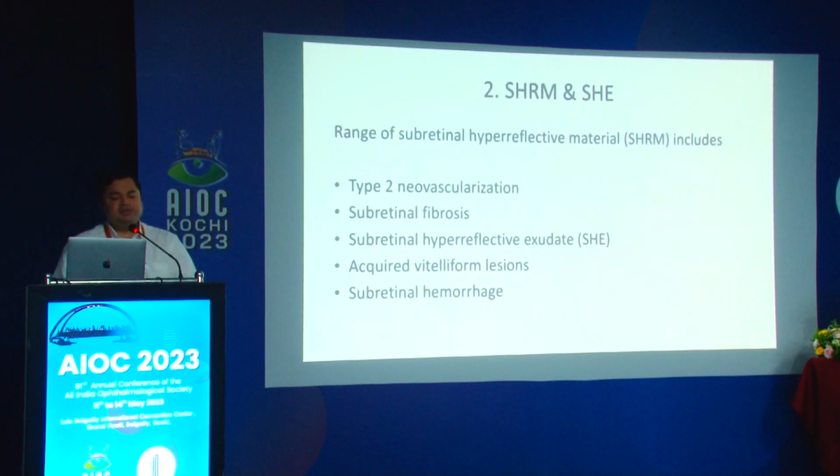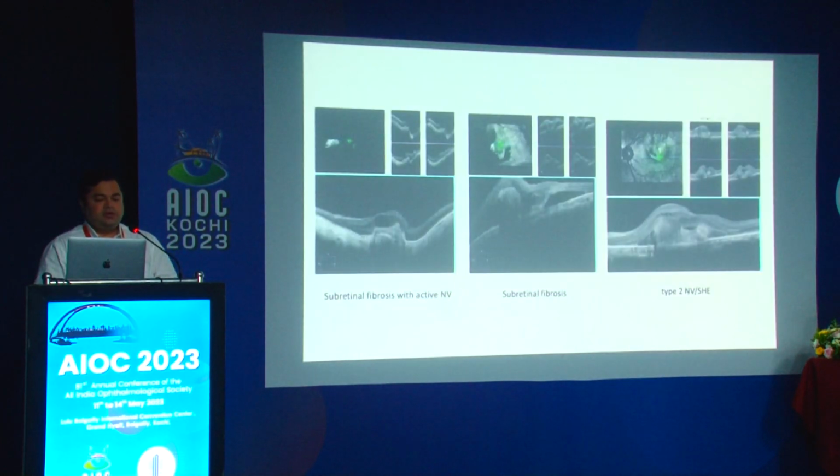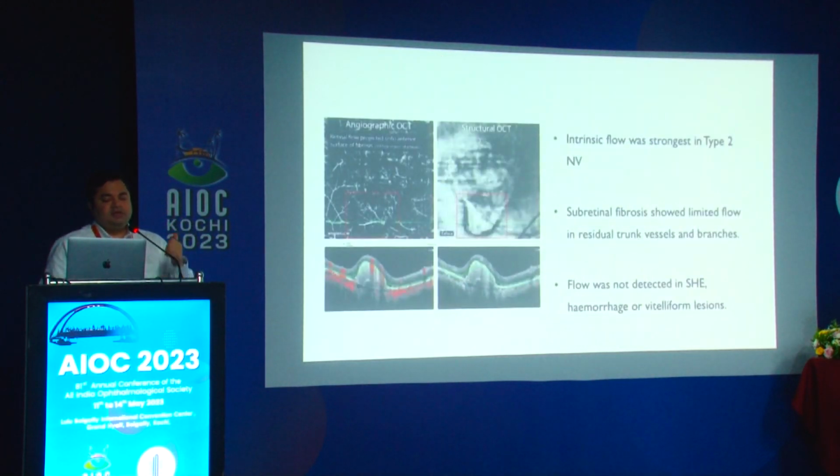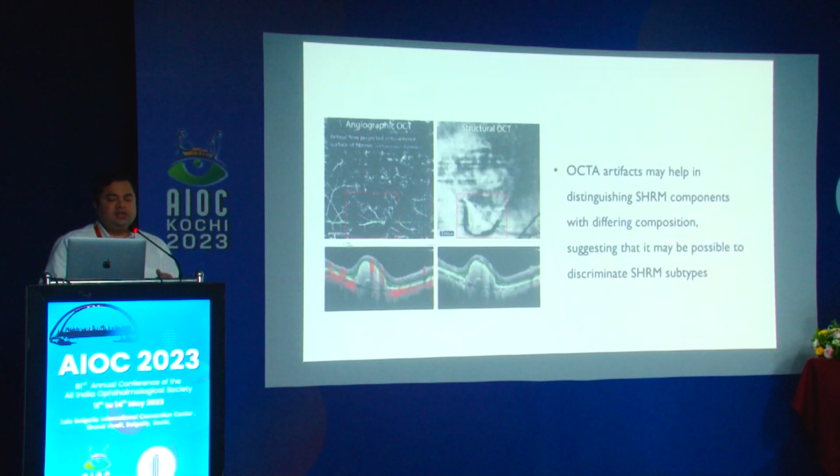Going to the next subset, SHRM and SHE. SHRM includes type 2 neovascularization, as we saw in the previous presentations as well. Most of the presentations had the SHRM component. It can be subretinal fibrosis, subretinal hyperreflective exudate, acquired vitelliform lesions, or just a subretinal hemorrhage. They can all be classified as SHRM. Here are examples of the same. OCT angio helps us identify which subset it is based on intrinsic vascularity and reflection from the retina to the SHRM level or to the RPE level. With this, we can understand whether we are dealing with subretinal fibrosis, a neovascular component, or subretinal hyperreflective exudative material. So the artifacts of the OCTA help us distinguish between the different components of SHRM.